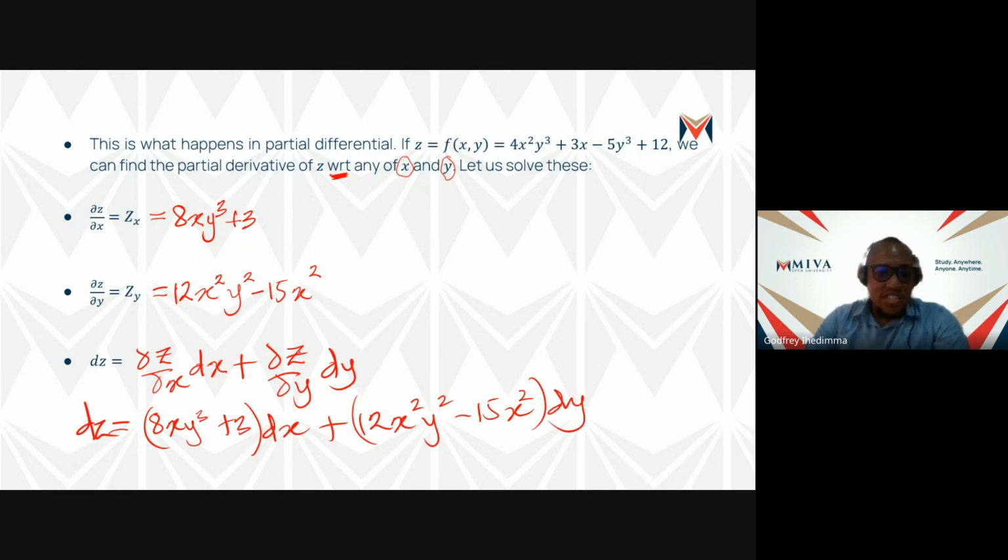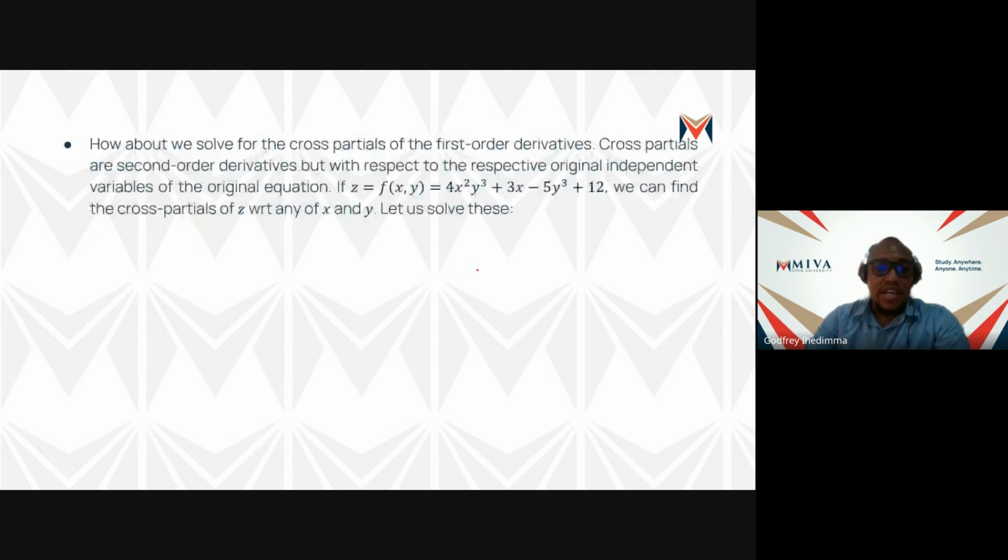So it is just as simple as this. This is what we call the partial differential with respect to x. This is the partial differential with respect to y. And this one is called the total differential when there are multiple variables. Okay, so we can move on to the next thing.